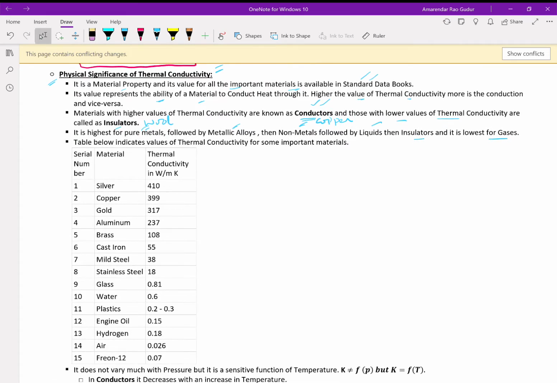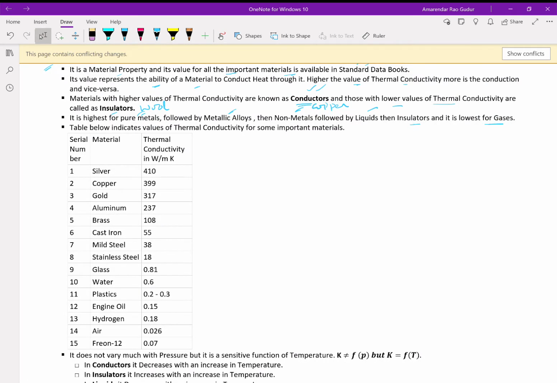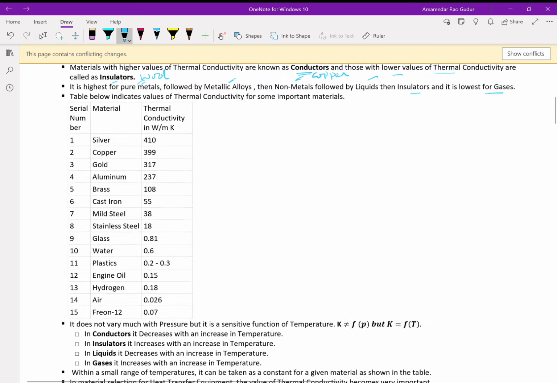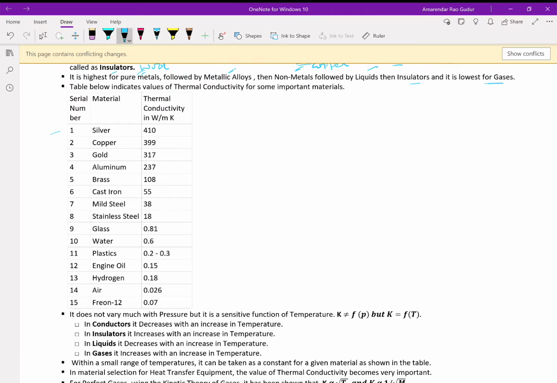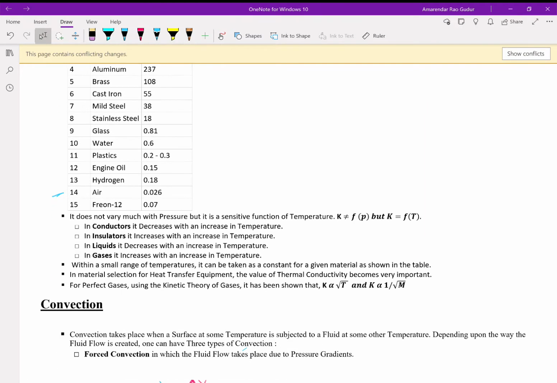This is the gist of thermal conductivity values for some of the important materials at room temperature. In the first column you have the serial number, then the material, then the thermal conductivity values. You can see that among all the materials given in this table, silver has a very high value of K, and here you can see an extremely small value of K, just 0.026. In the middle you have many other materials whose thermal conductivities are tabulated. And thermal conductivity may not vary with pressure, but it's a very sensitive function of temperature. Mathematically, K is independent of P, but it's a function of T.